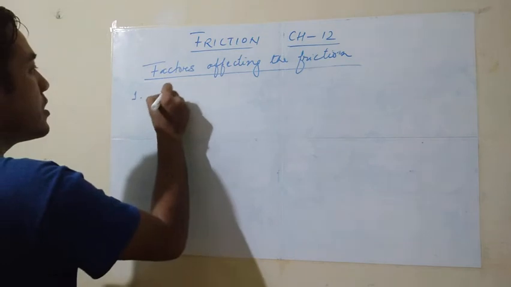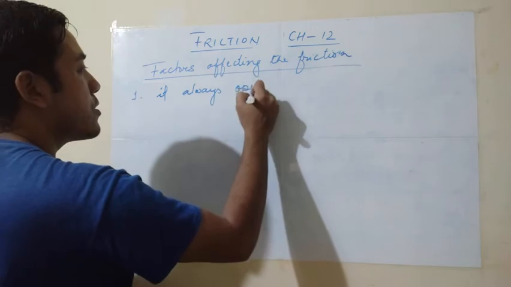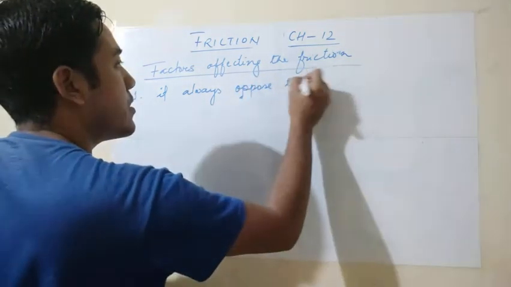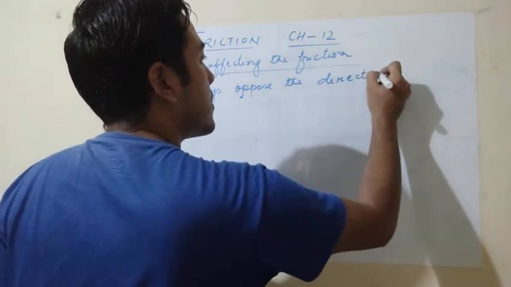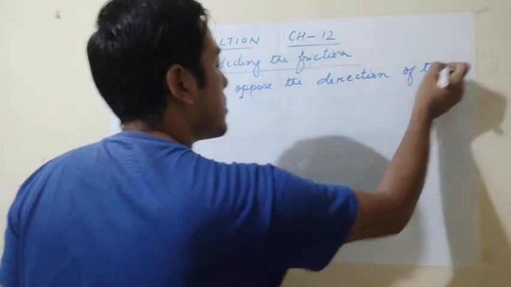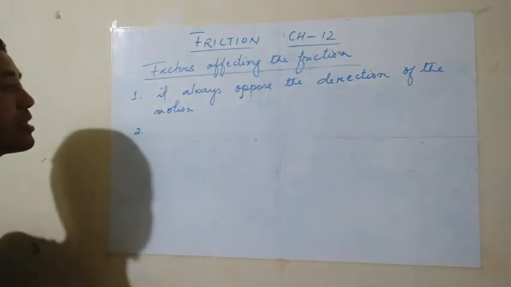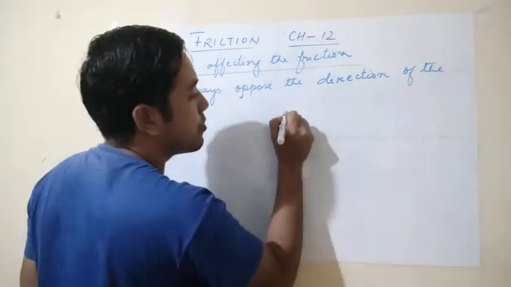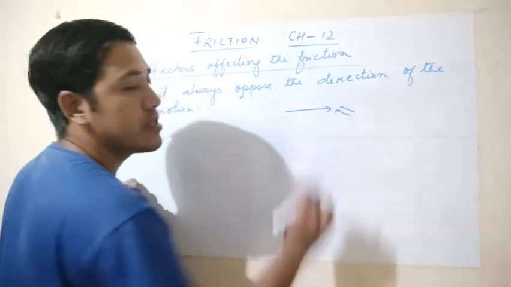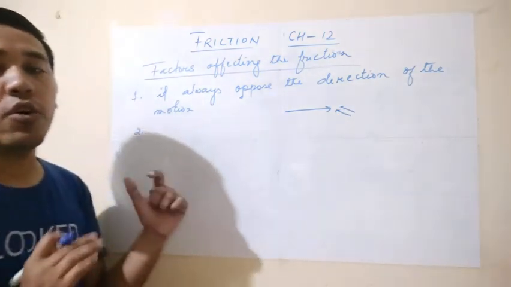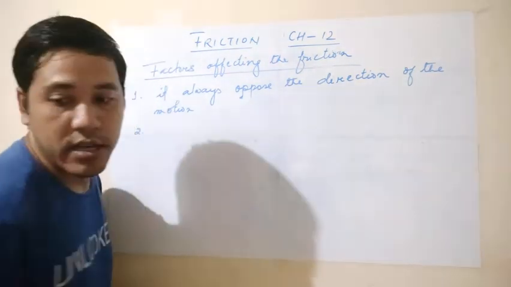Number one, it always opposes the direction of the motion. That is, when an object moves this side, the force of friction will come in the opposite direction of the object. It always opposes the direction of the motion.